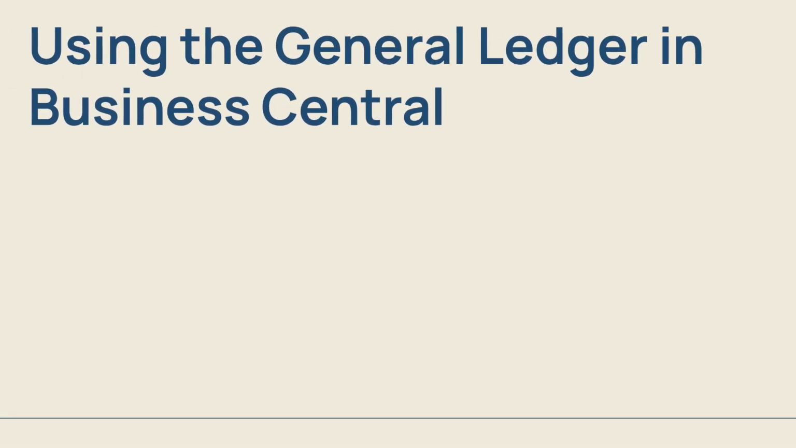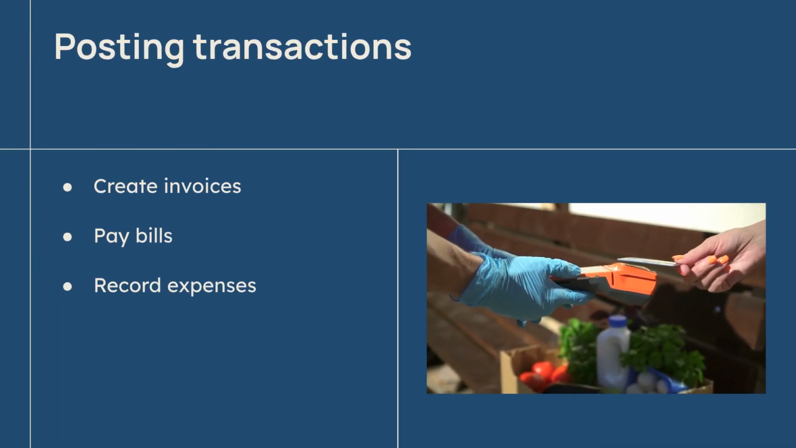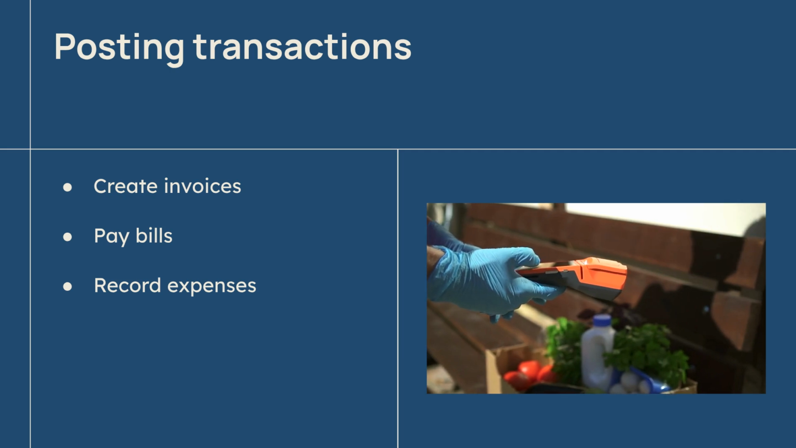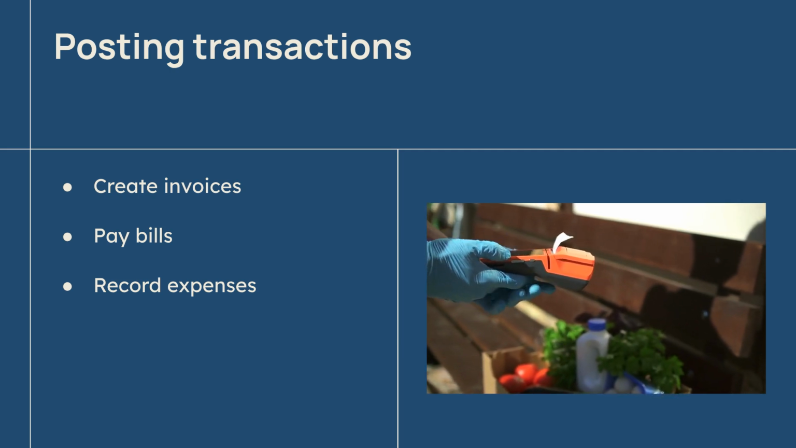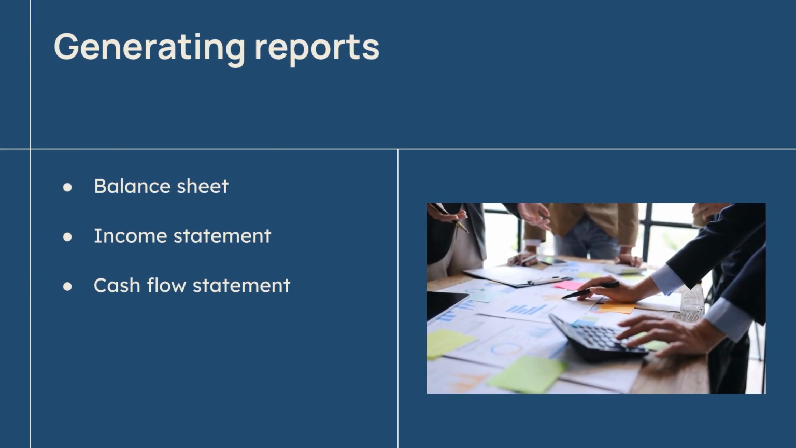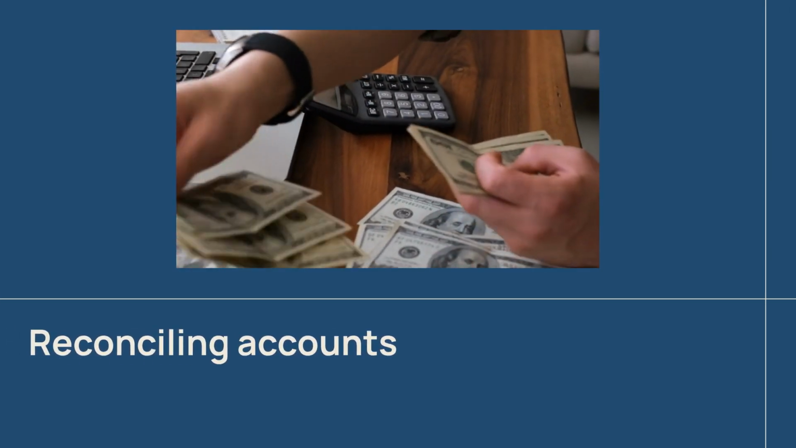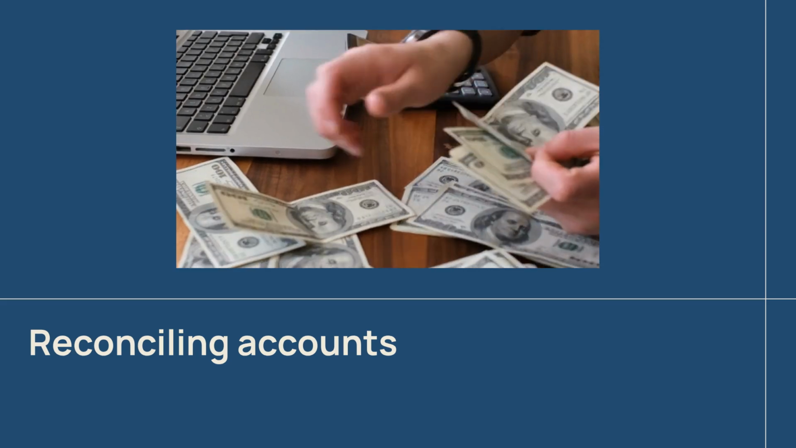Now, let's take a look at how to use the General Ledger in Business Central. Posting transactions is the process of recording them in the General Ledger. Generating reports is a great way to analyze your financial data. Reconciling accounts is the process of ensuring that your General Ledger balances with your bank statements.